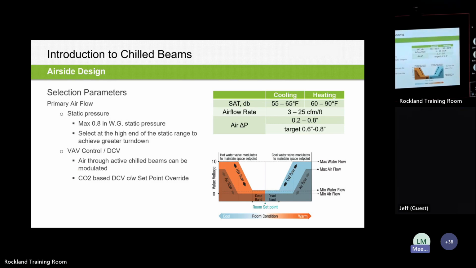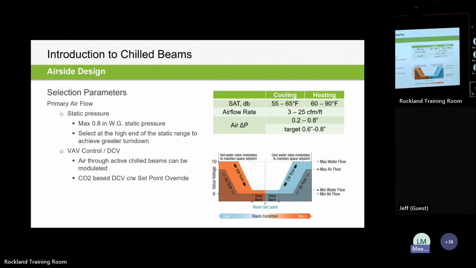So the max static pressure is typically 0.8 inches of water gauge, and again, a lot of that is driven by you're getting close to the higher NC levels, to where for typical NC 35 or 40, that's usually the max, and typically what we would follow for the chilled beams.